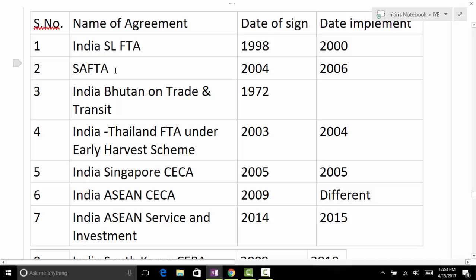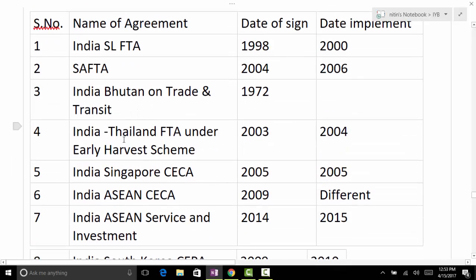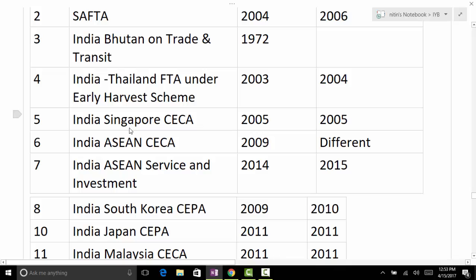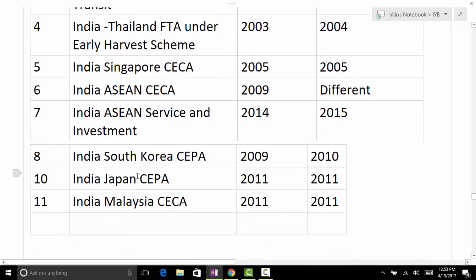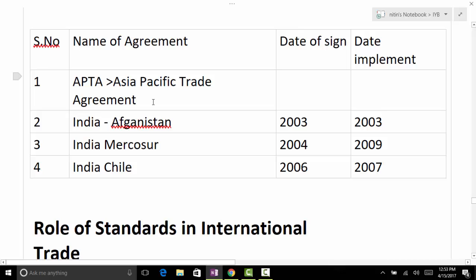India Sri Lanka FTA, then SAFTA, South Asian, India Bhutan, India Thailand FTA, India Singapore. So we have CECA FTAs with Sri Lanka, SAFTA, Thailand. CECA we have with Singapore. With ASEAN, now we have in services and investment as well. CEPA we have with South Korea and Japan. With Malaysia we have CECA. PTA we have, say, Asia Pacific with Afghanistan, with Mercosur and Chile.